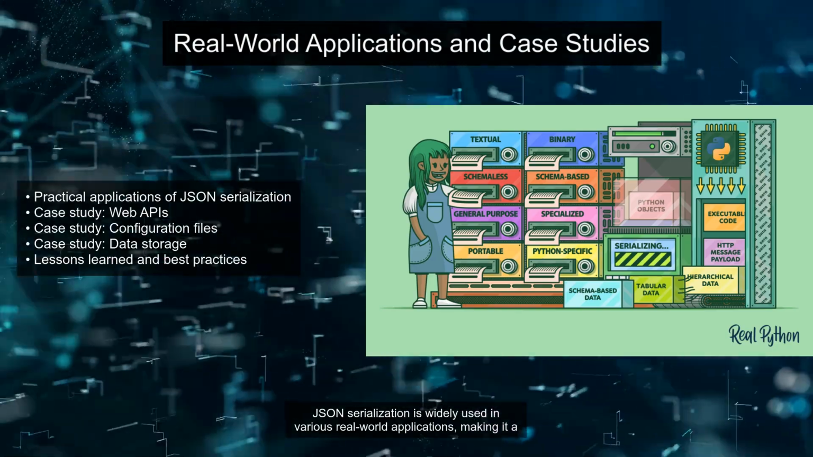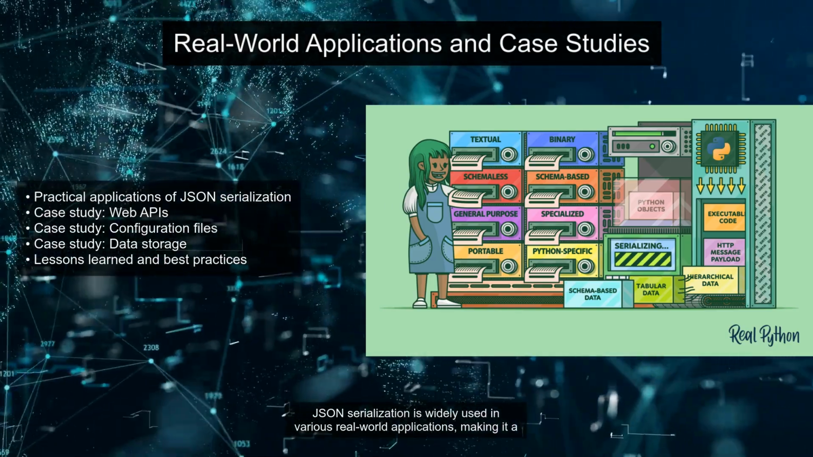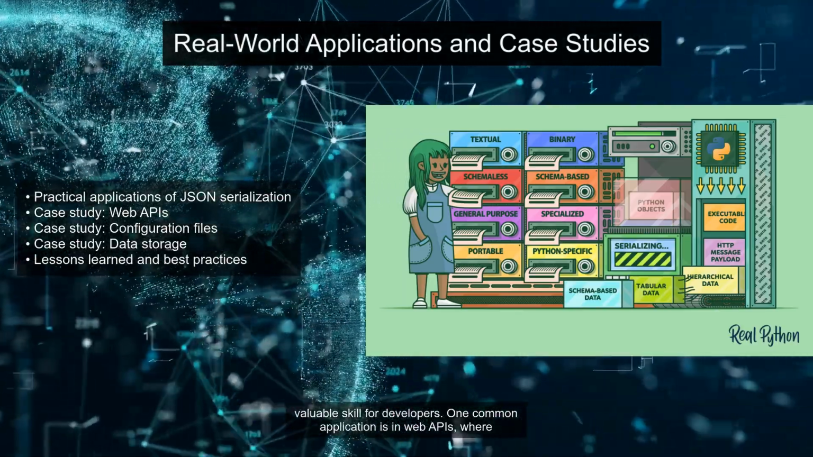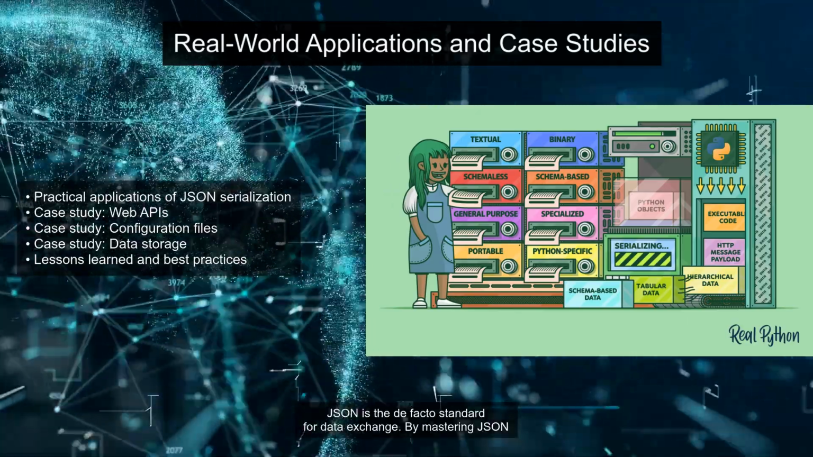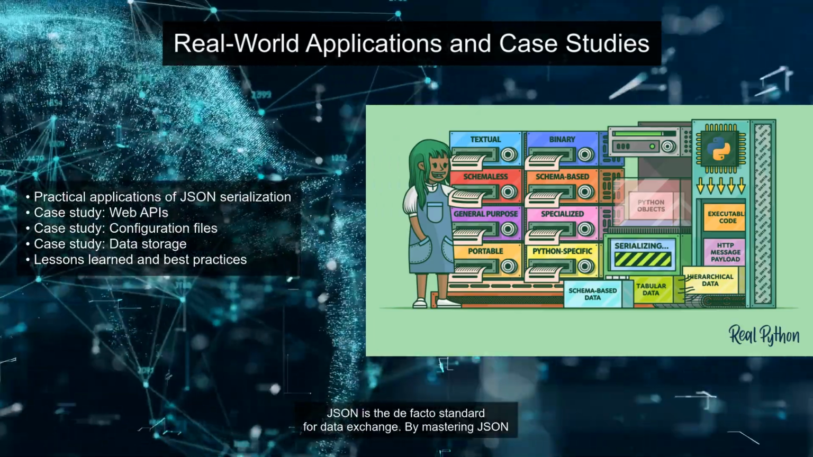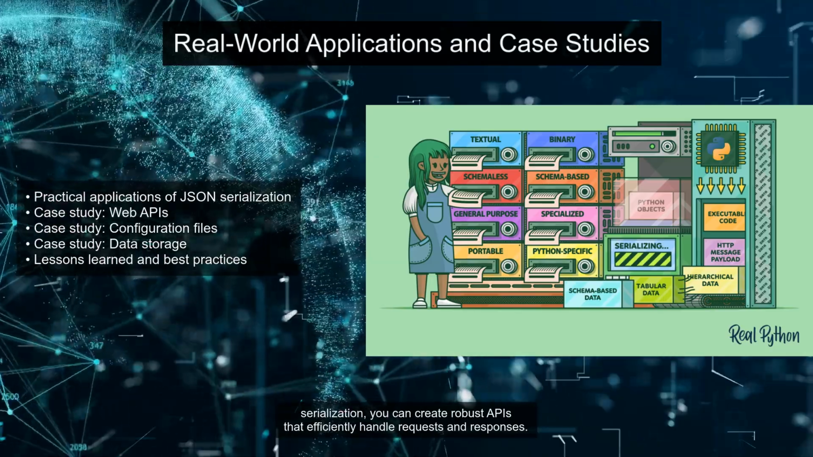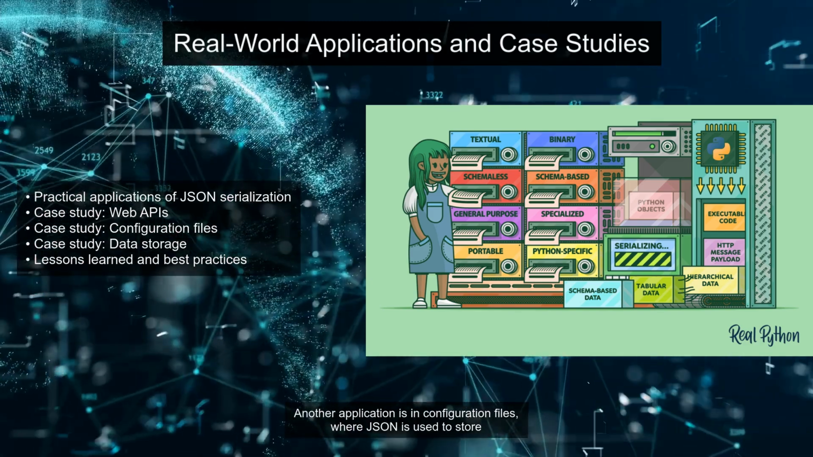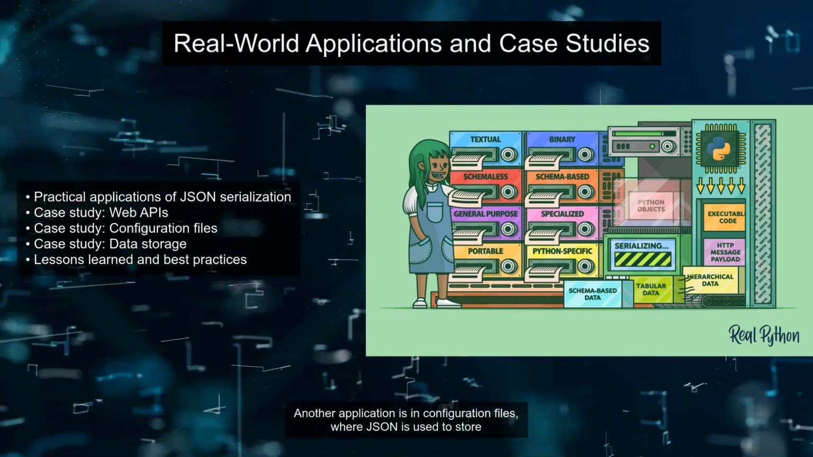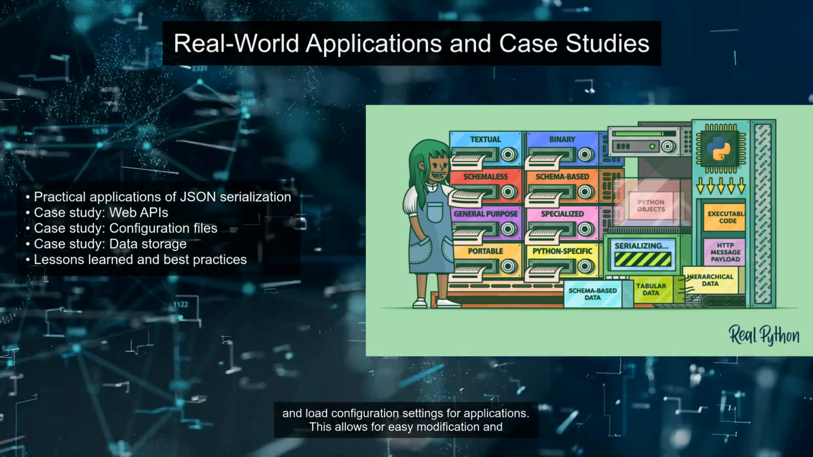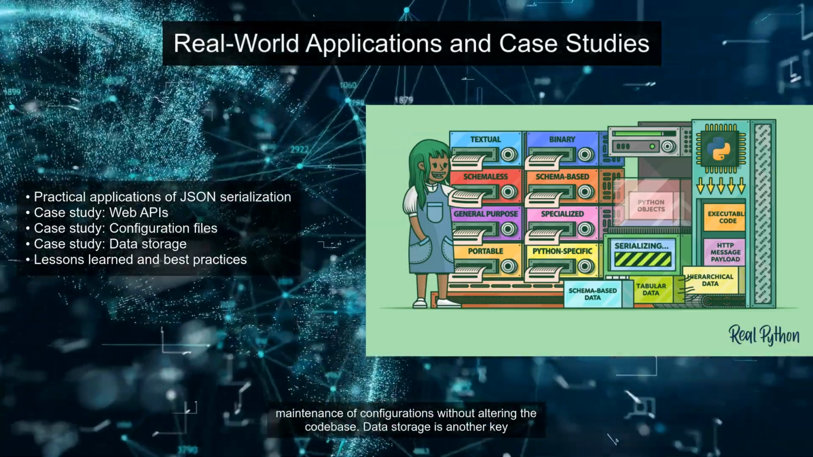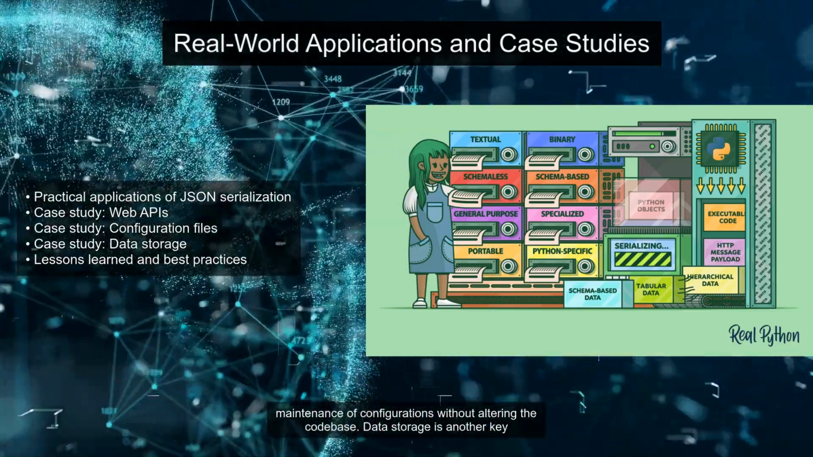JSON serialization is widely used in various real-world applications, making it a valuable skill for developers. One common application is in web APIs, where JSON is the de facto standard for data exchange. By mastering JSON serialization, you can create robust APIs that efficiently handle requests and responses. Another application is in configuration files, where JSON is used to store and load configuration settings for applications. This allows for easy modification and maintenance of configurations without altering the codebase.